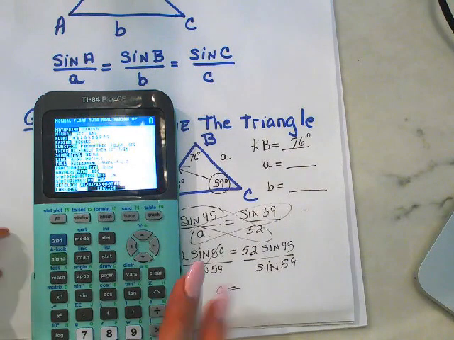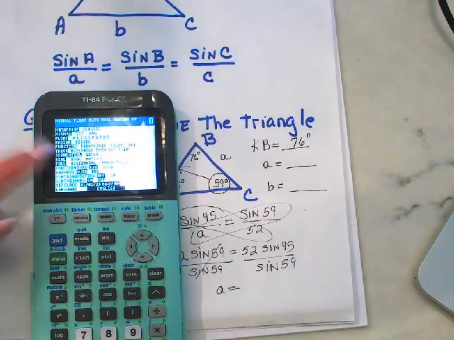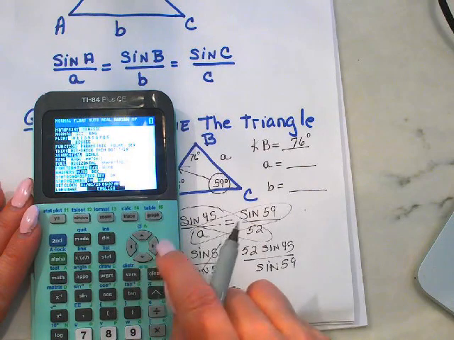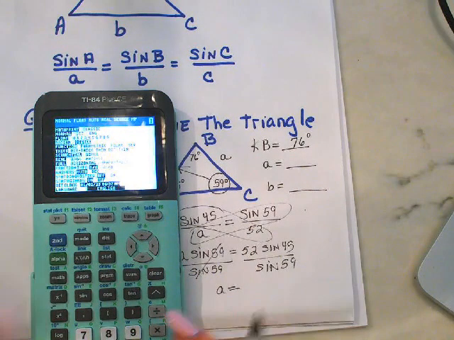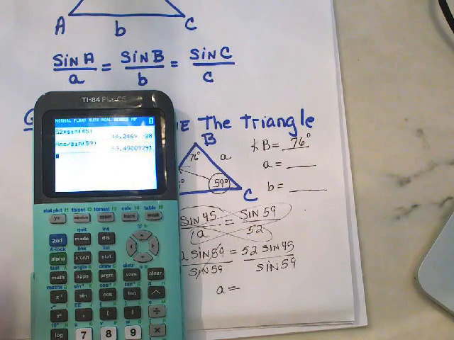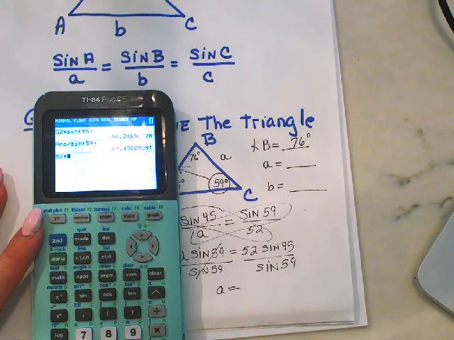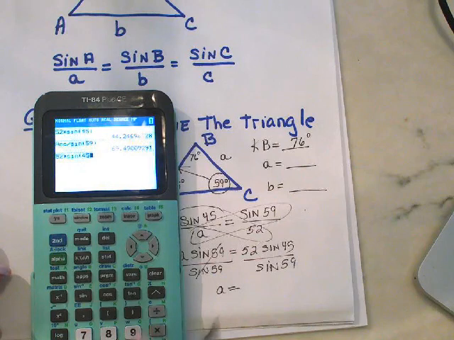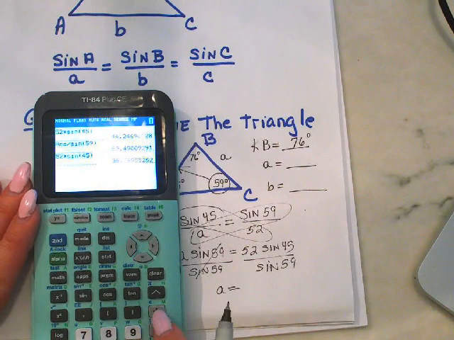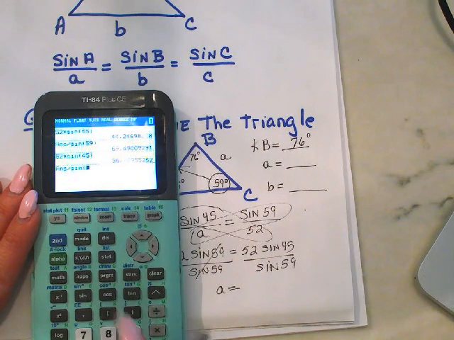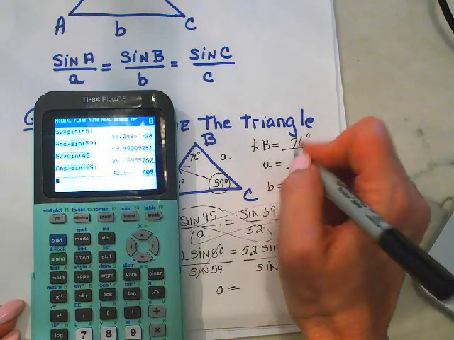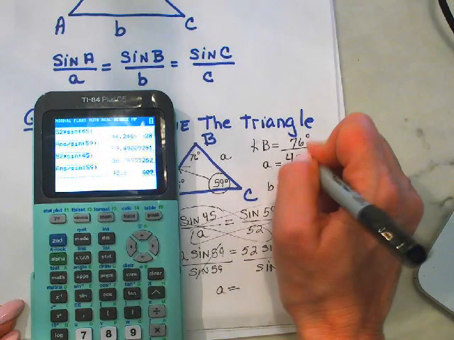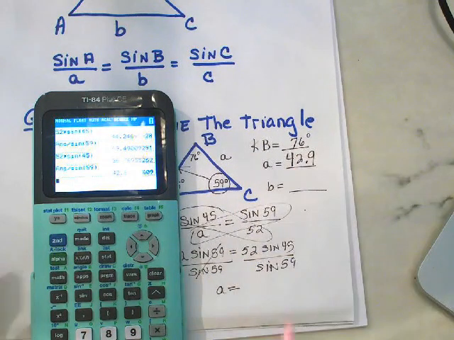I'm glad I got that wrong, because I don't know if you guys can see, but my calculator is in radian and it has to be in degree mode. So make sure that the calculator is in degree mode. Now I'm going to clear and try this again. 52 times the sine of 45. Good thing I worked out these problems ahead of time. Enter and divide that by the sine of 59. Yes, now this is right, and we're going to do it to the nearest tenth. So little a is 42.9.